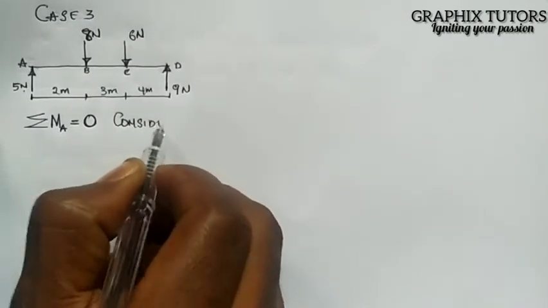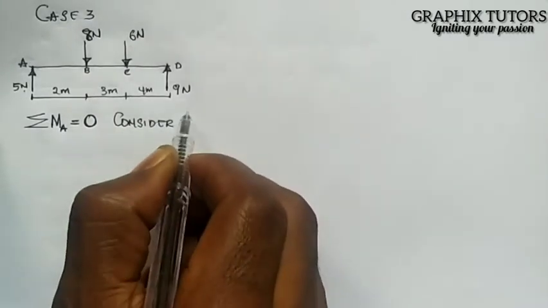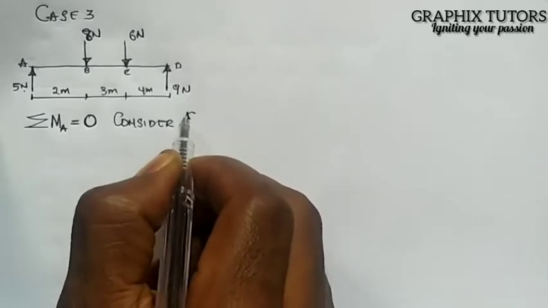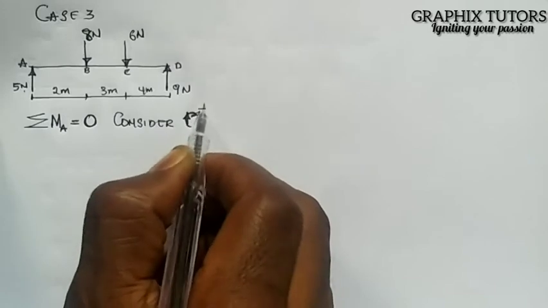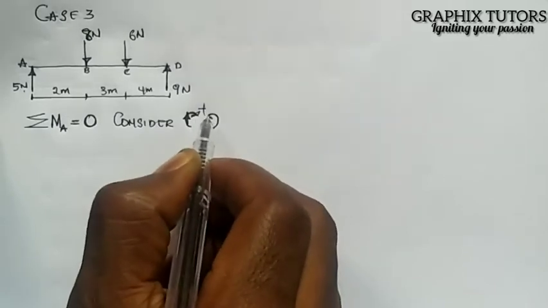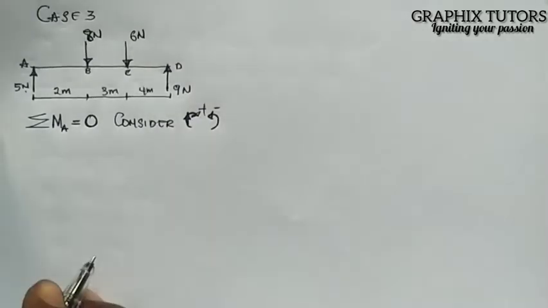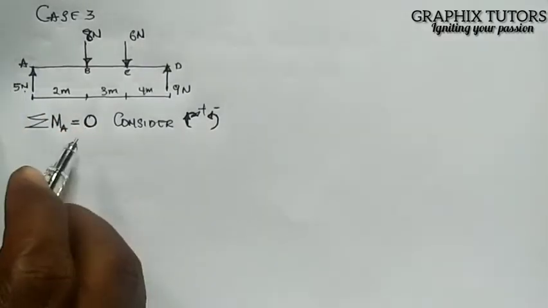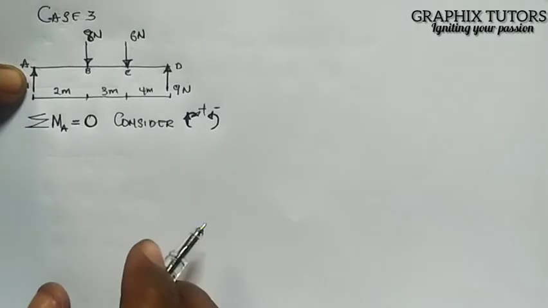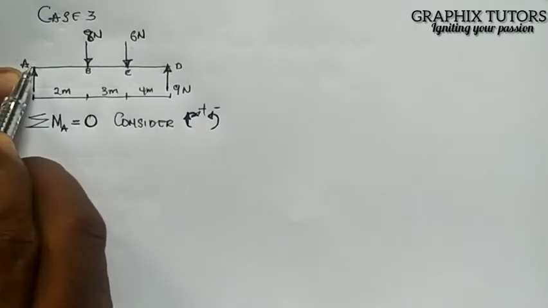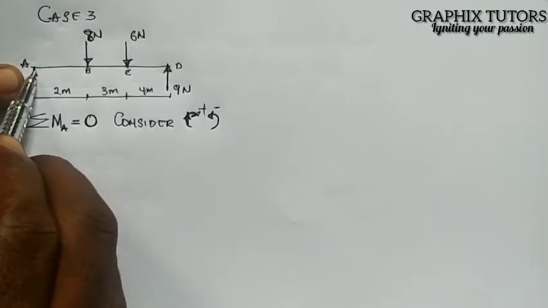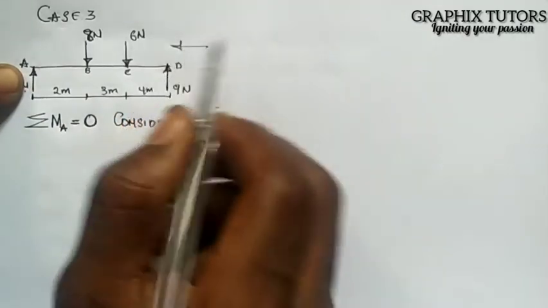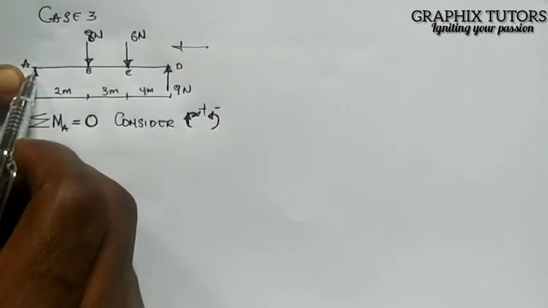Consider that the clockwise moment is positive and anti-clockwise moment is negative. So let's see. If I take moments about point A, it means that everything at A will be equal to 0. A will be nothing other than a reference point. So all the rest of the forces will be coming towards this direction, right?